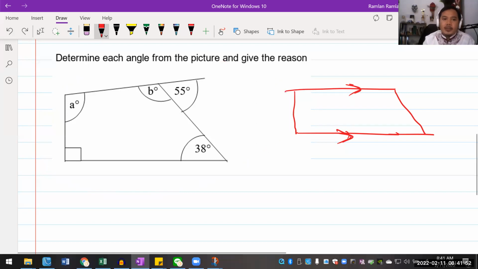But as you can see, this is a quadrilateral. So we can use the concept that we have before to answer all of the questions here, okay?